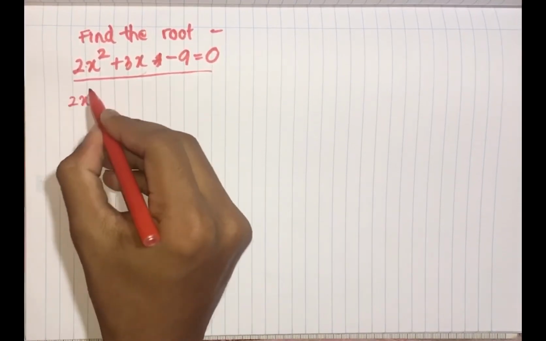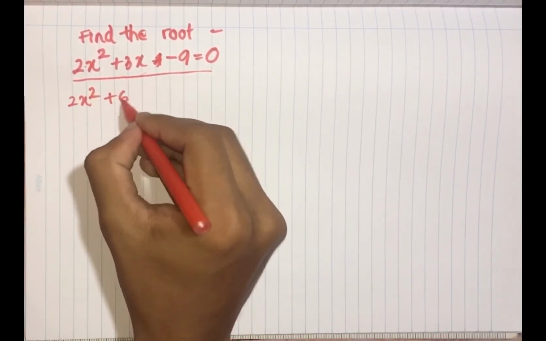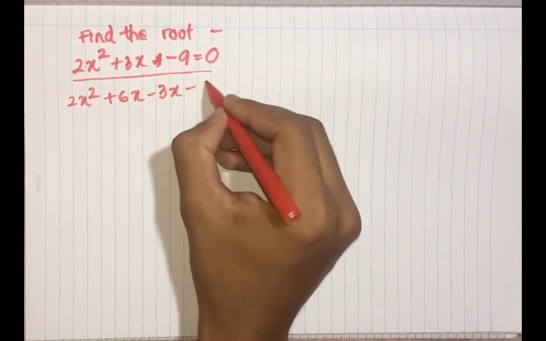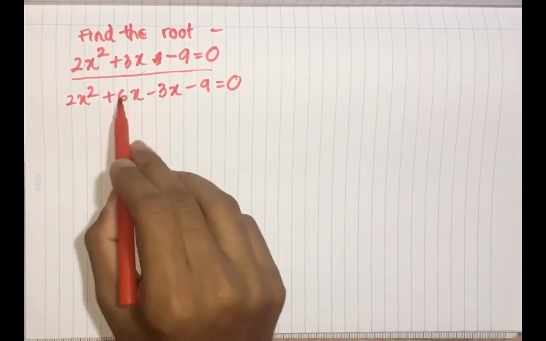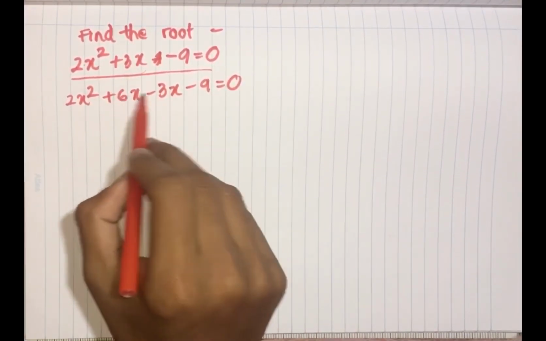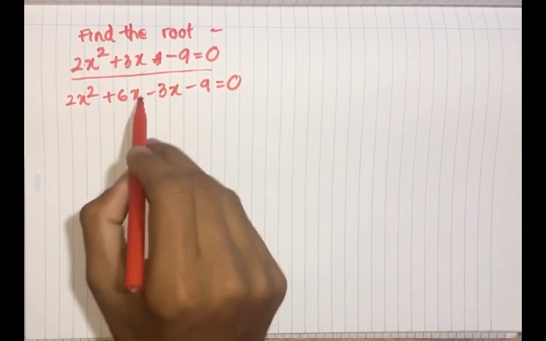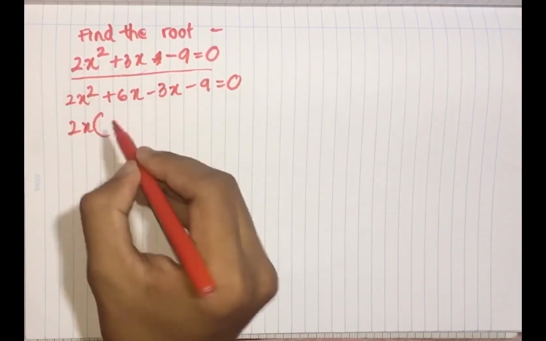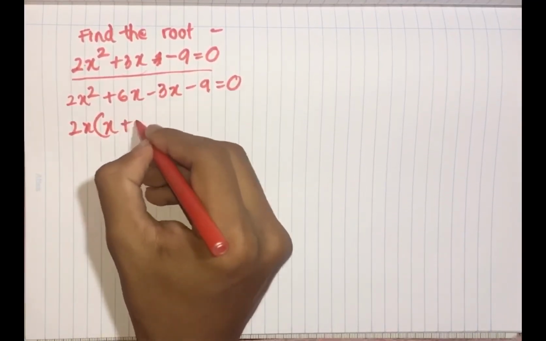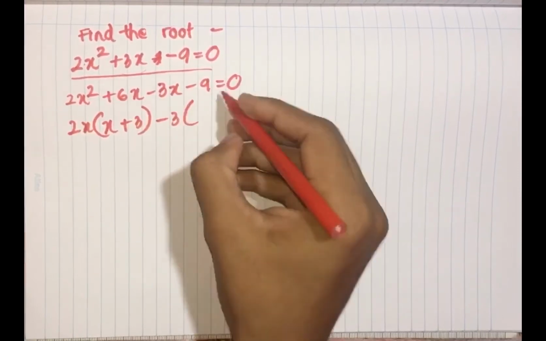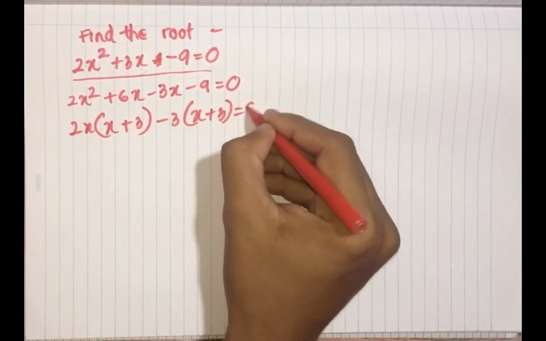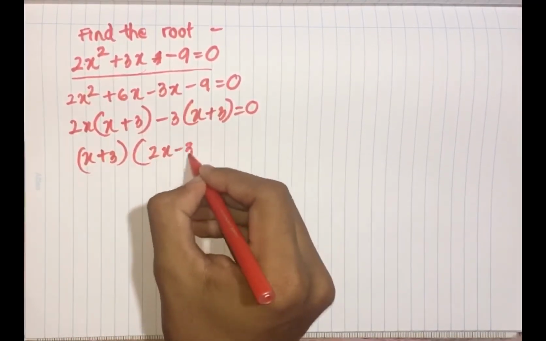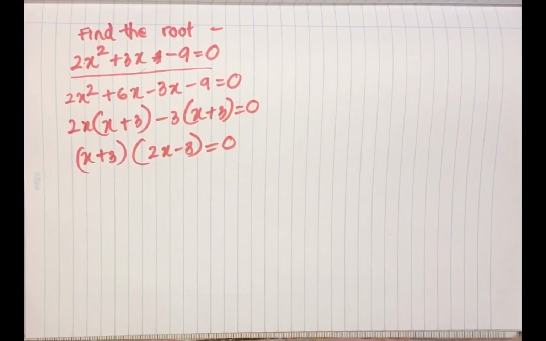So the answer would be, I replace this by 6x minus 3x minus 9 is equal to 0. If you solve these two, you get 3x. Therefore I replace this 3x by these two terms. Now try to factorize. What is the common term here? You have 2x. If you take 2x out, you have x plus 3, then minus 3 times x plus 3 is equal to 0. So x plus 3 out, what is left? 2x minus 3. These are all grade 9, grade 10 work, right?